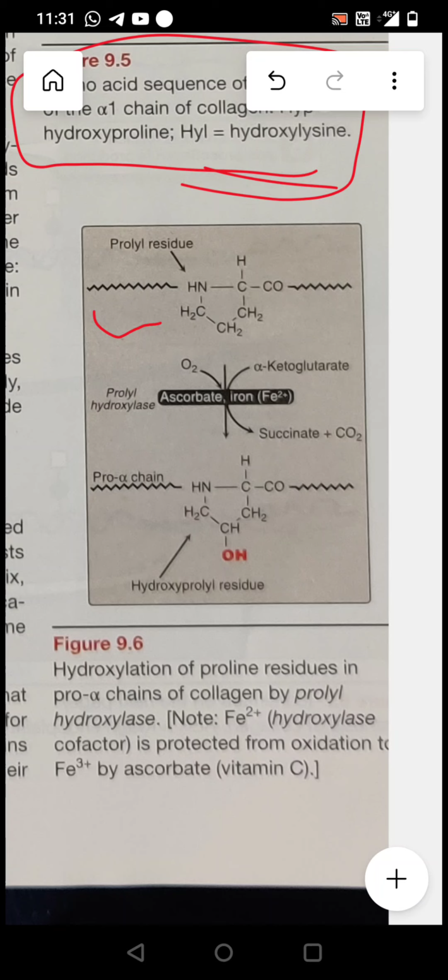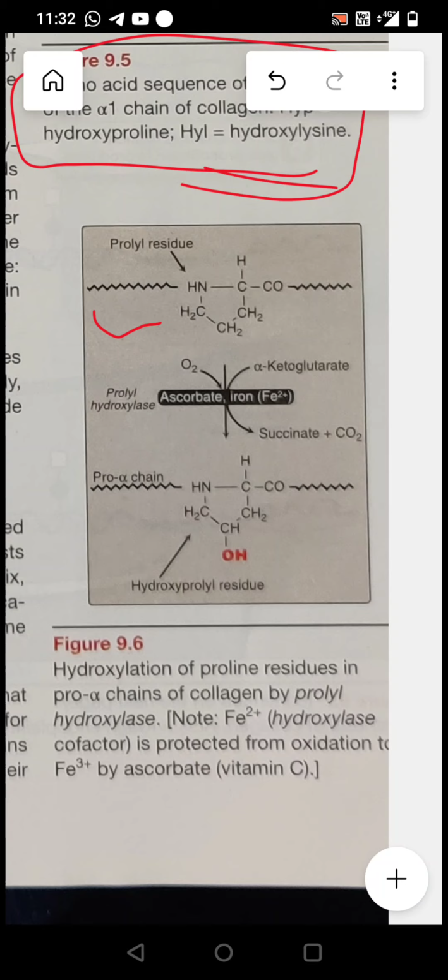So you see how important the role of ascorbic acid, vitamin C, is. How does vitamin C play a role if they ask you? Simple. Ascorbic acid helps by preventing the oxidation of hydroxylase to Fe3+. So the presence of ascorbic acid protects the hydroxylase enzyme. Absence of that denatures the hydroxylase enzyme because it gets oxidized.